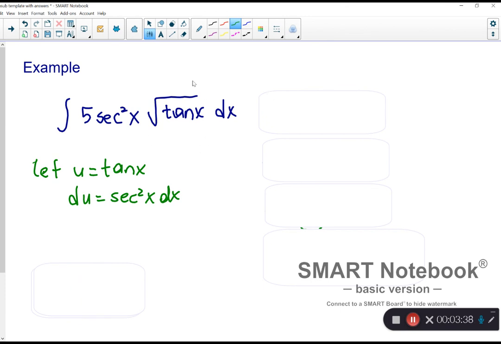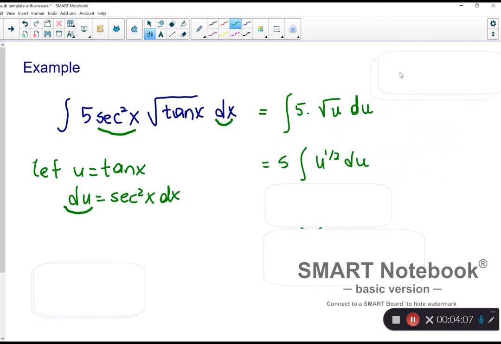So this integral, now this part becomes square root of u, the 5 can be taken outside, and secant square x dx can be replaced by du. So this becomes root u, take the 5 out, and then secant square x dx has been replaced with just du. So at that point, again, I'm going to factor the 5 outside, and square root of u is the same as u to the 1/2. And so we've seen examples like this, plenty of them, right?